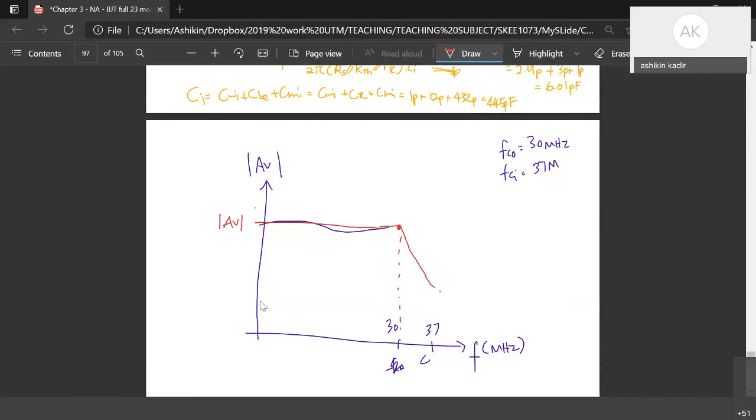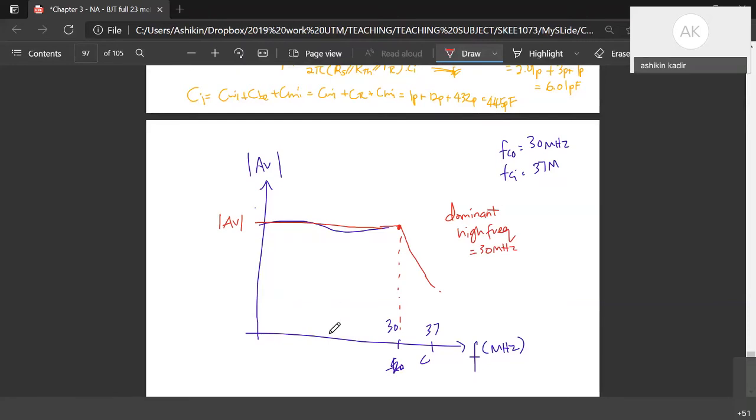So here, if the question asks you how much is the dominant, the word is dominant, dominant high frequency will be the earliest frequency that is near to your AV. So the dominant high frequency in this case, if you get 30 and 37 megahertz, your dominant high frequency will be 30 megahertz. Okay?